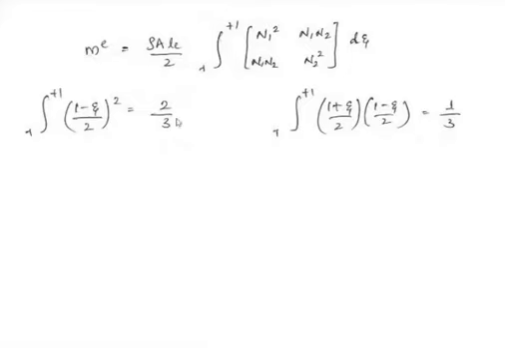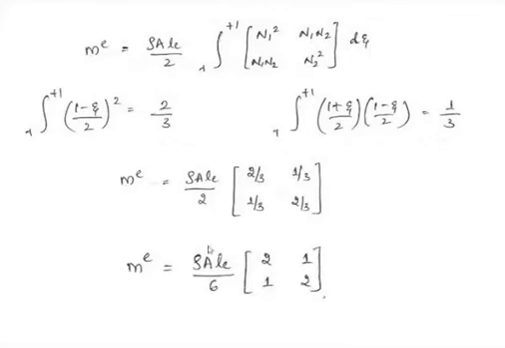So just substitute the value of N1 square and N1 N2 in this equation. I'll get rho A Le by 2 times the matrix 2 by 3, 1 by 3, 1 by 3, 2 by 3. Now if you observe this, I have 3 as the denominator for all the entries inside this matrix, so I can take this as common. So I'll get rho A Le by 6 times the matrix 2, 1, 1, 2. This is nothing but your mass matrix for your 1D bar.